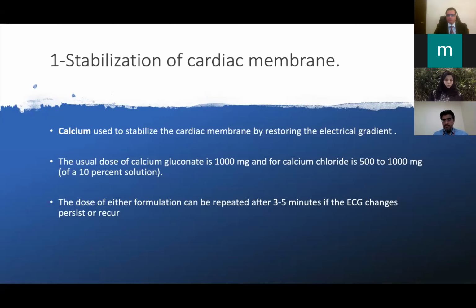The dose of either formulation can be repeated every 3 to 5 minutes if the ECG changes persist. So if I have a patient with cardiac arrhythmias, like bradycardia, secondary to hyperkalemia, I give the patient the first dose of calcium, and still the ECG does not change. I can repeat the calcium every 3 to 5 minutes until I reach resolution, or the normal ECG is back for my patient. So you can repeat it. It's not only a single dose at all. You can repeat it every 3 to 5 minutes.